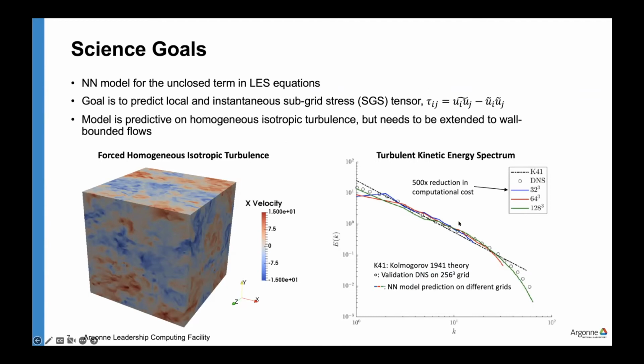On the right here, you see computed with direct numerical simulation and predicted with LES using this neural net model, the turbulent kinetic energy spectrum decay for this homogeneous isotropic turbulence flow. And just to give you an idea of the savings that we can achieve with large eddy simulation, a large eddy simulation computed on a 32 cube grid, so we're talking about this blue line here on the curve, is about a 500 times reduction in the computational cost relative to the DNS that was used to generate the training data. So there's significant savings with this approach. And that's exactly what we're targeting.